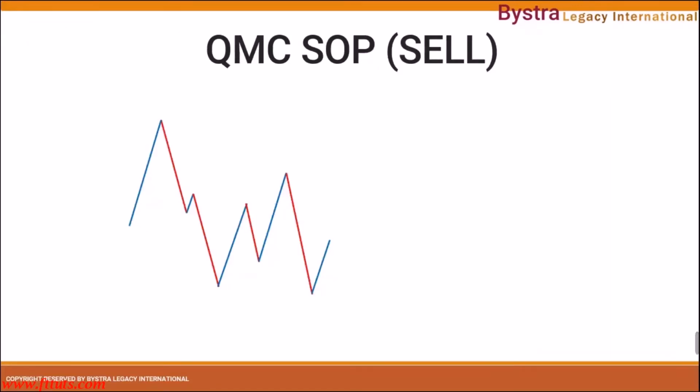Alright, so now let's go to the SOP for the QMC. This is a sell setup. As we can see here, this is how the price pattern looks. Before the price comes back to this area, we can see there's a QM here. So let's mark the structure. We have the high, low, higher high, and the lower low. So we mark the trend line.